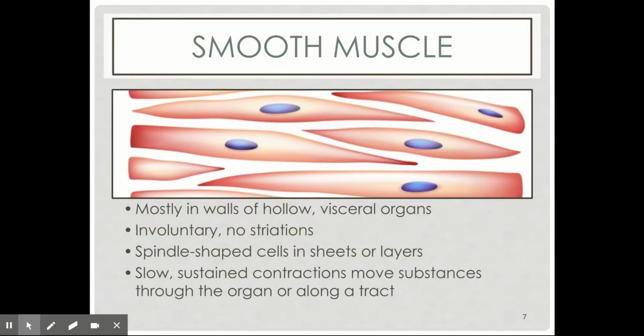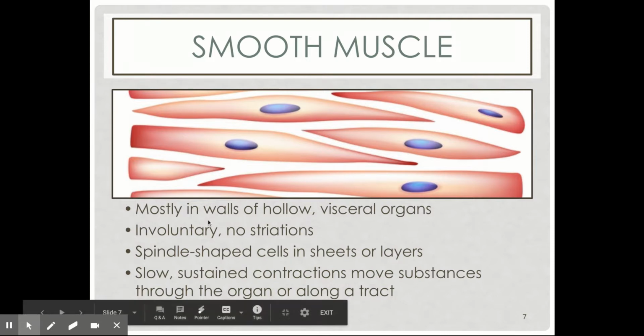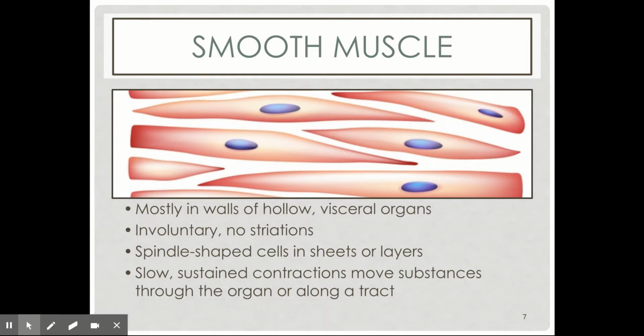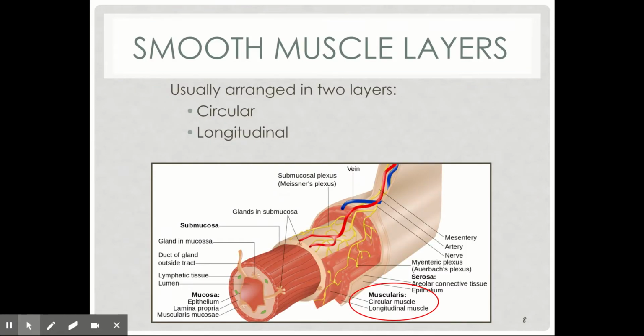Smooth muscle is mostly in places like your stomach, your hollow visceral organs. This is involuntary muscle, which means that you don't control it, and there are no striations. As you recall, there are these little spindle shapes on the cells, which make them very easily identifiable. These contractions are slow and sustained, and they're mostly moving substances through your organs or along some type of tract like your digestive tract.